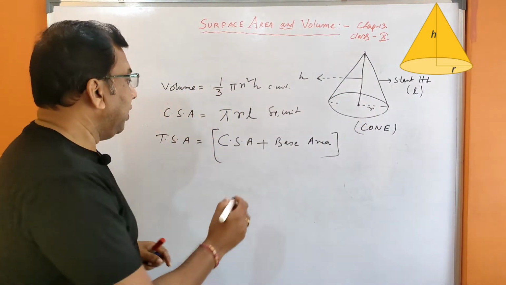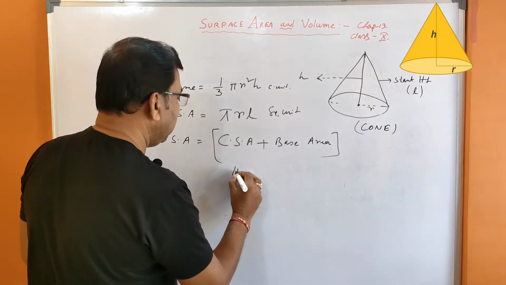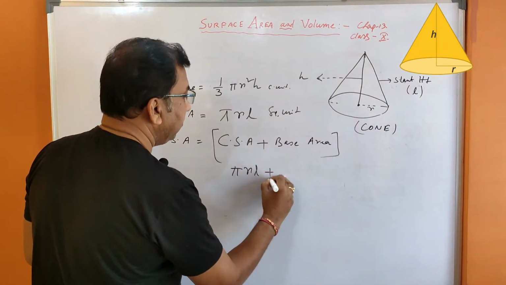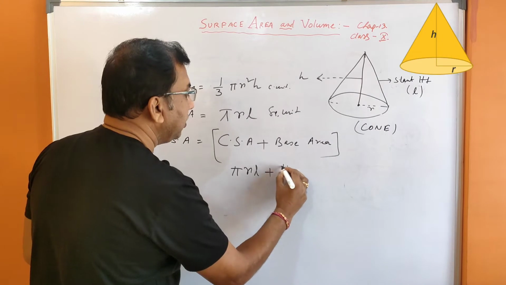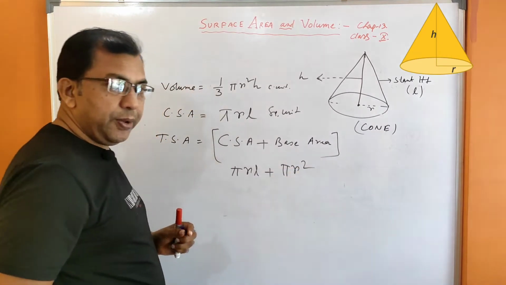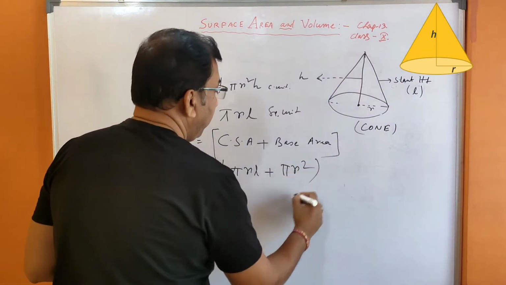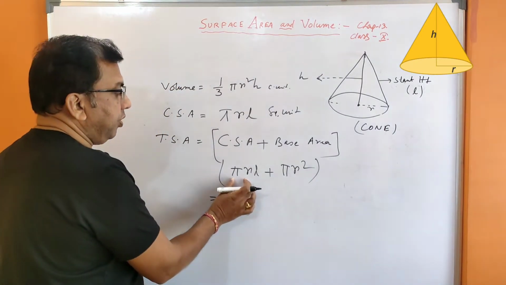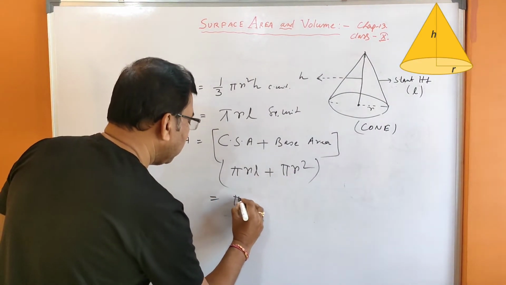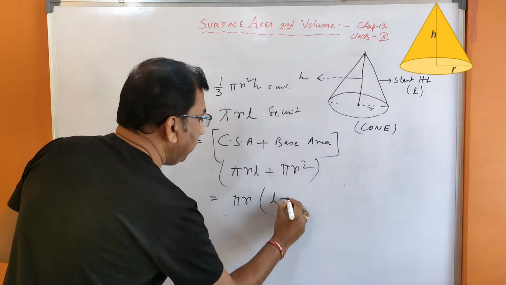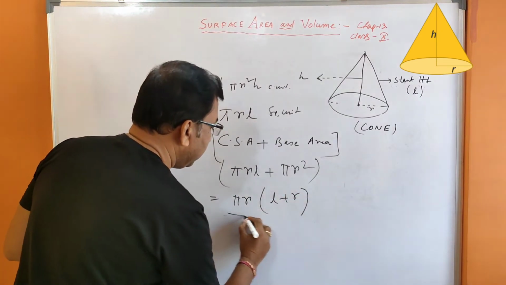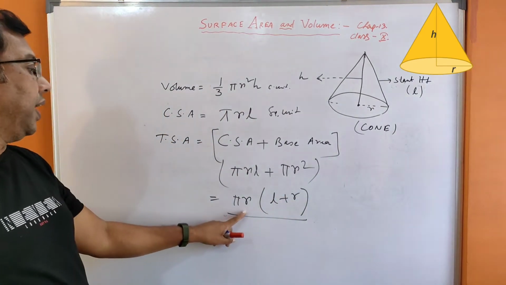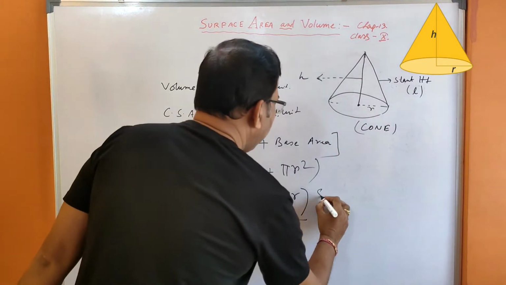Base is circle, that means pi RL plus base area pi r square, you have to add it. Clear? So take it common, pi r and pi r common, the L plus r. This is the total surface area, pi r into L plus r. It is the square unit.